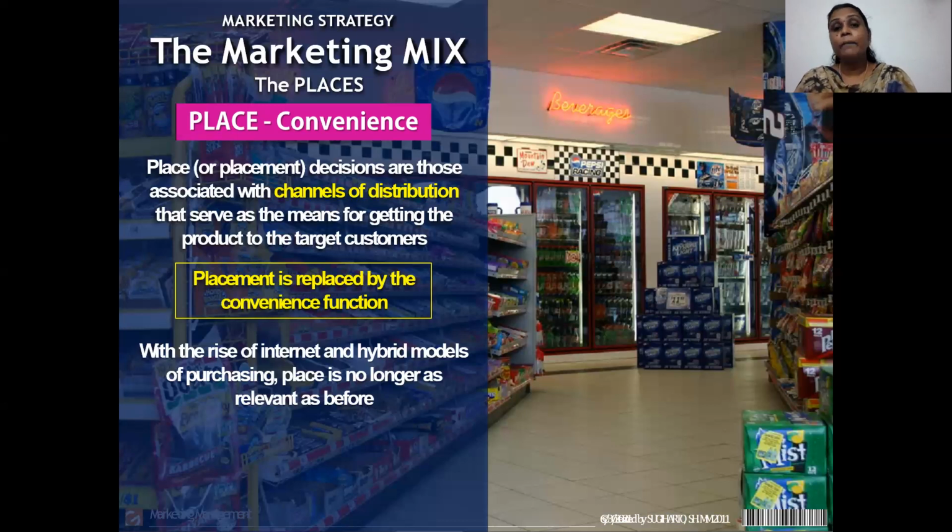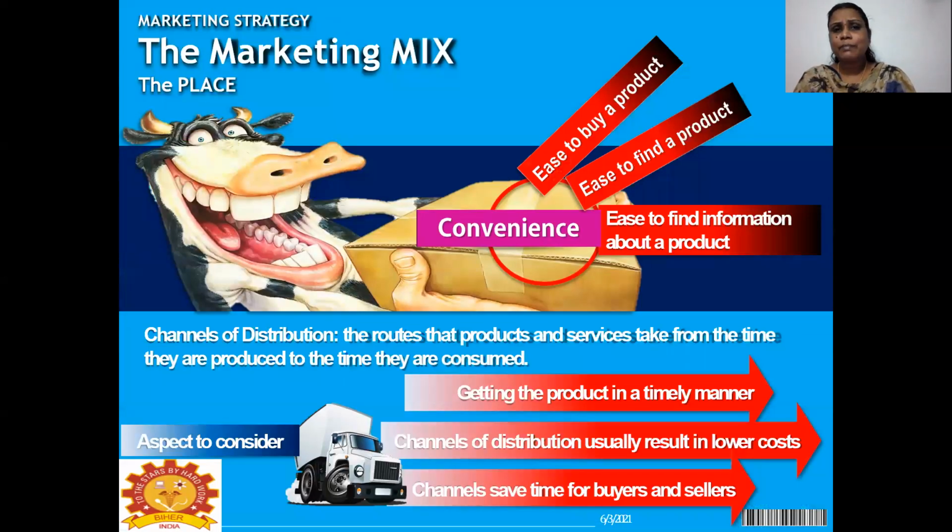So this is where convenience plays a role, and place plays a role in getting the product to the right consumer. With the rise of digital marketing, the internet and hybrid models of purchasing, this is no longer a problem. Nowadays, this problem of ensuring convenience to the customers by making the product available at the time when they need it is very, very easy with the presence of digital marketing. Then we have the marketing mix, the place.